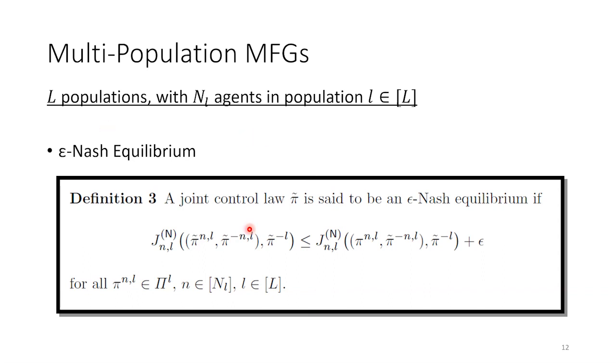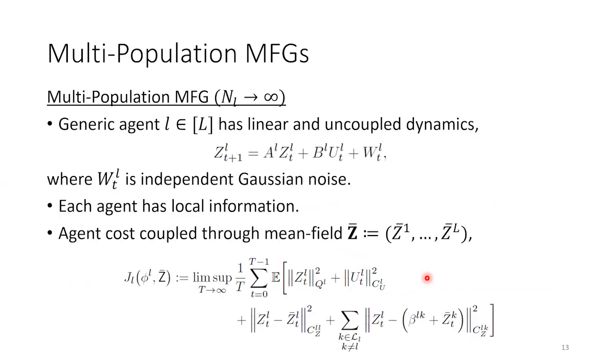Each N-agent game has an epsilon Nash equilibrium, and this is just the extension of epsilon Nash equilibrium to a multi-population game, where each agent is trying to individually minimize its own cost function. It's very similar to the epsilon Nash equilibrium that I just showed. Now we go on to the multi-population mean field game, where the number of agents inside each population goes to infinity. The number of populations is still finite and fixed, but the number of agents inside each population goes to infinity.